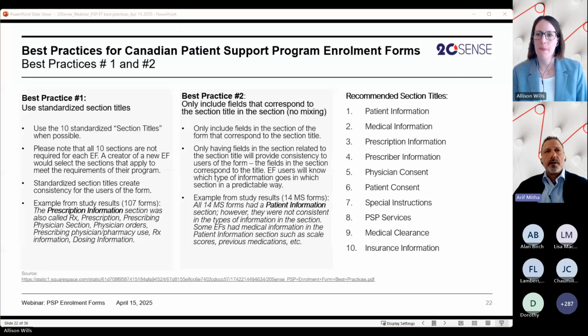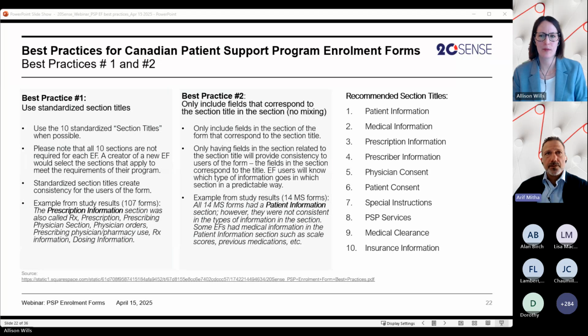Perfect, thank you. So best practice number 1, use standardized section titles. And the titles are listed on the right, the 10. Through the analysis, we looked at which ones were used most often, and the group, the PSP Leaders Forum, through discussion there, we came up with these 10. Note that all 10 sections are not required for each enrollment form. So someone creating a new form would just select the sections that apply to meet the requirements of their program.